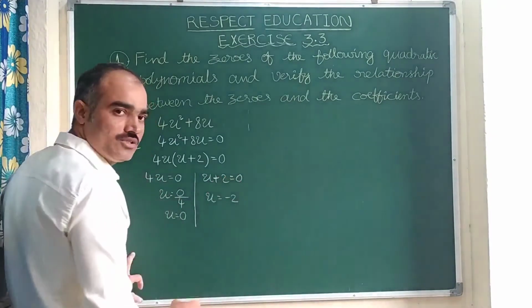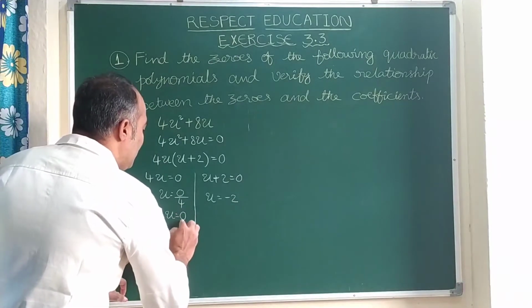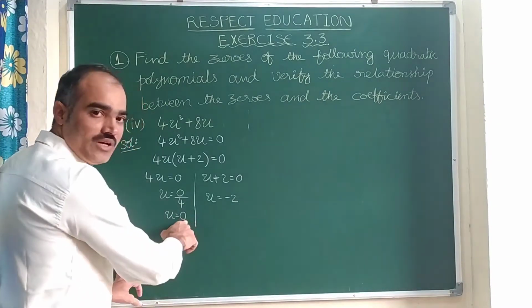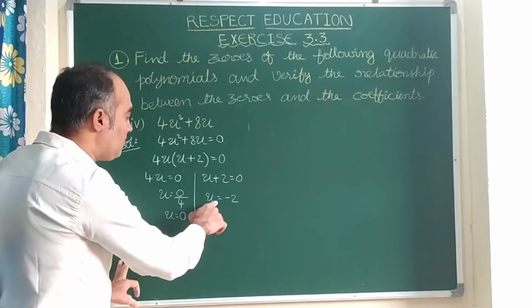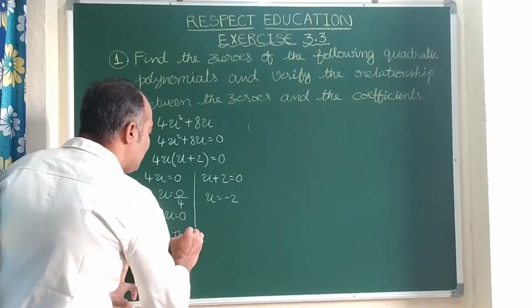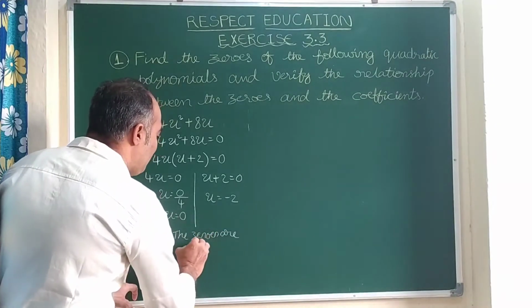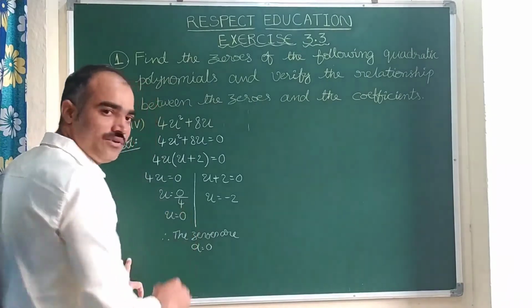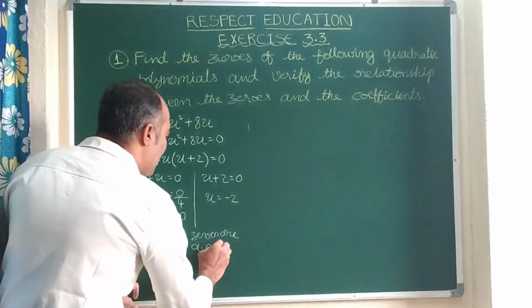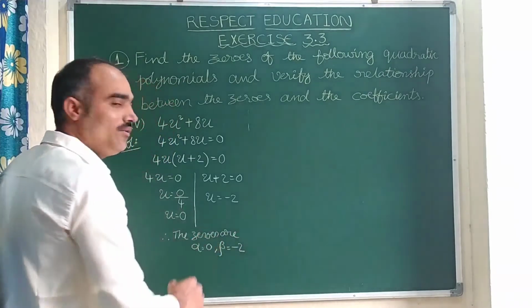0 minus 2 is minus 2. So here we can write u equal to 0 is one of the zeros and u equal to minus 2 is the other zero. So I am writing here the zeros are alpha is equal to 0. This is the first root, means first zero, and beta is equal to minus 2. So here we found the zeros.